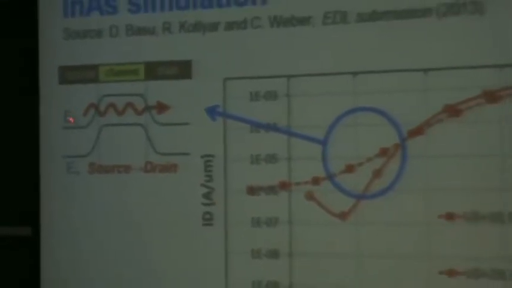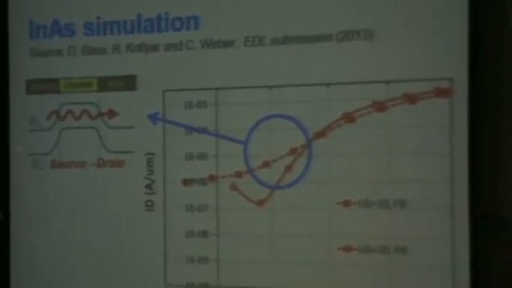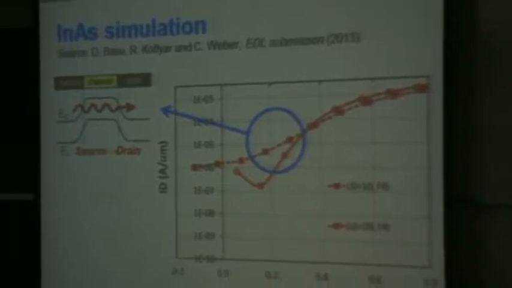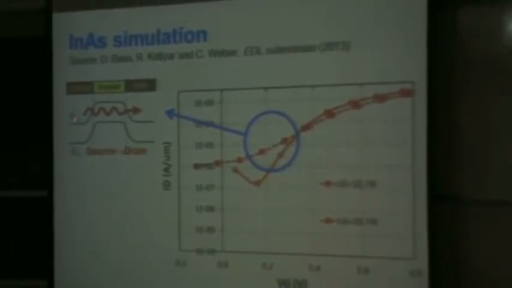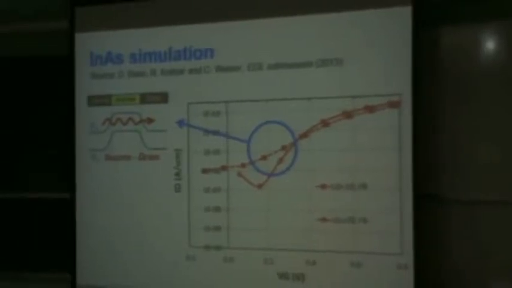But let me talk a little bit about what is driving the higher off current. It's really source to drain tunneling. In a typical MOSFET, you want the barrier to control the leakage. These devices are small enough that the barrier no longer controls the leakage, because the carriers can tunnel right through. You see this little uptick here.